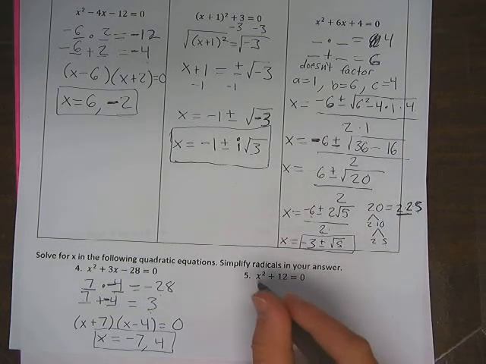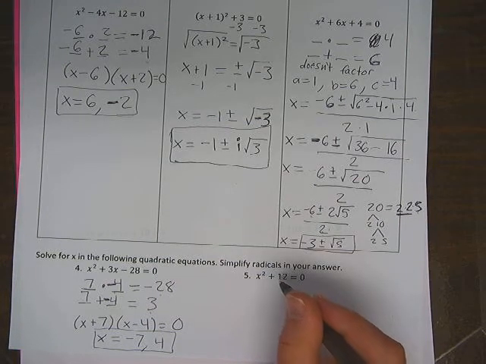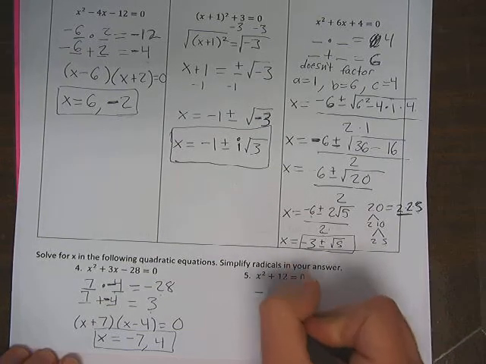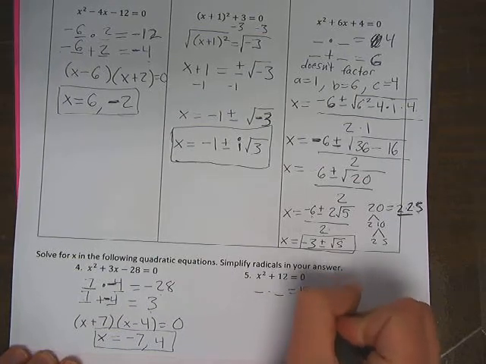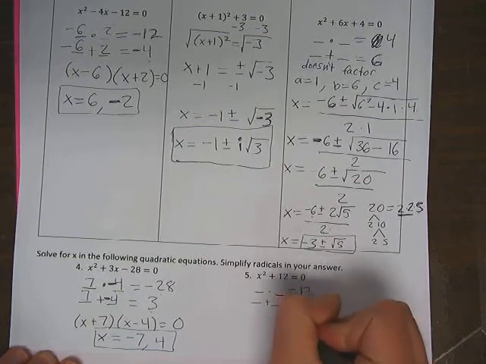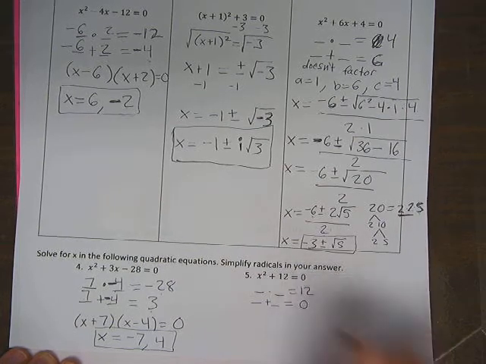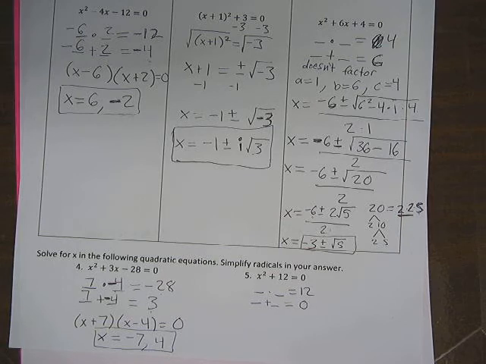Now let's look at something like this, where we've got x squared plus 12 is equal to 0. You'll notice you could try and factor this if you wanted to. So let's start with that. Numbers that multiply to 12. Notice that there's not a number in the middle here, no x's just in the middle, so you would add to 0. So you want numbers that multiply to 12 and add to 0.